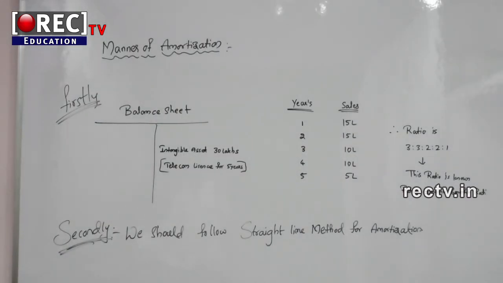So, friends, from this example we understood that our first preference is the cost of intangible asset should be amortized to P&L account in the ratio of expected future economic benefit. And our second preference goes to the straight line method of amortization, because if the estimated future economic benefit cannot be made, then follow the straight line method for amortization. So, this is the manner of amortization of intangible assets.